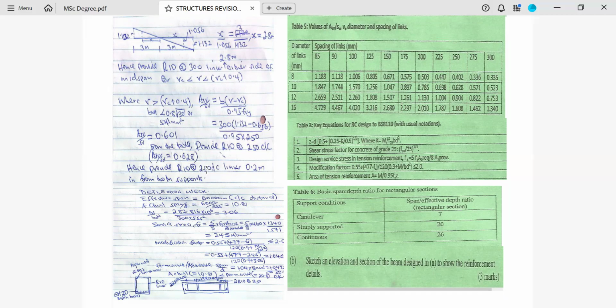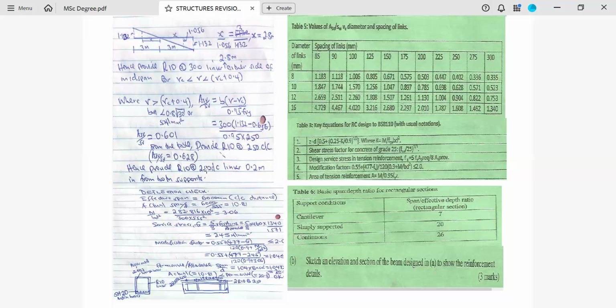In most cases, we take effective span as center to center distance, center of the support, center of the wall, center of the column supporting the beam. Actual span over D, span is 6,000, D is 555, is 10.81. Now we have the basic ratio.